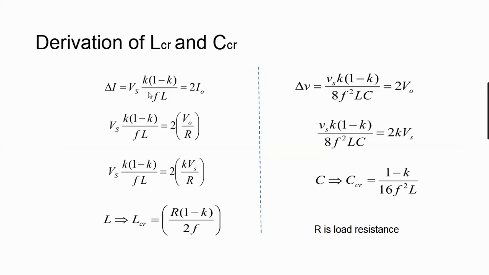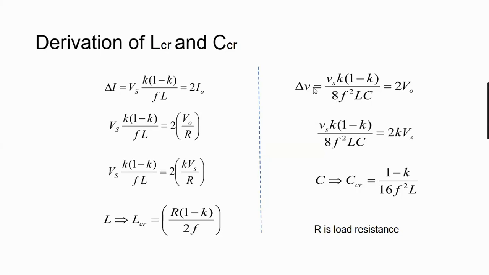So del I, substituting the del I expression, should be equated to 2 times I naught. We can write I naught is equal to V naught by R. So we get Vs into k into (1 minus k) by fL equal to 2 into, substituting V naught as k Vs, 2 into k Vs by R, and rearranging. For this condition, the value of L found will be nothing but the critical value of L. So LCR will be equal to R into (1 minus k) divided by 2f. This is the critical value of inductor.